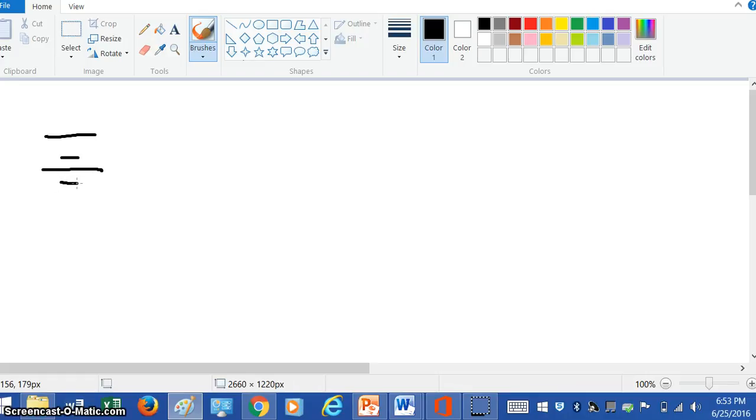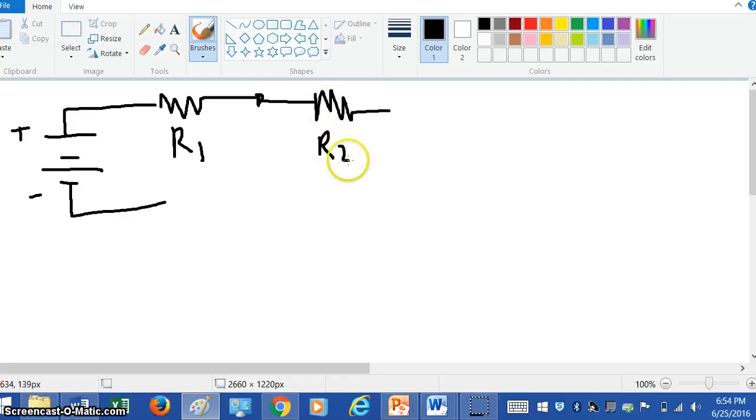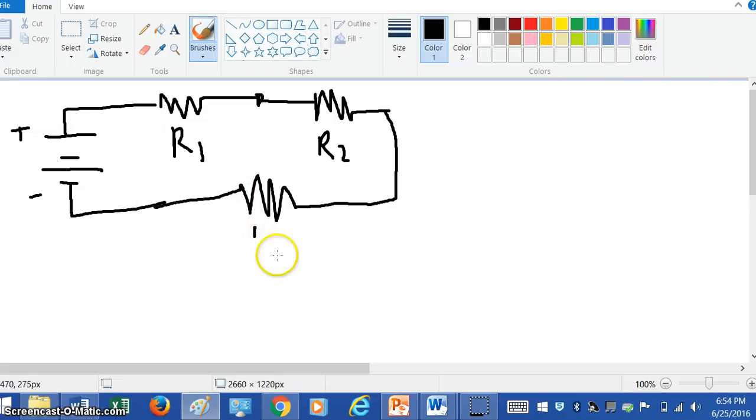Remember the top line there, this is the positive side, this is the negative side. You don't really draw that, that's implied. And let's say we have one electrical device, and we'll call that R1. And let's say it's connected to another electrical device. We'll call that one R2. And there's even a third electrical device right here. We'll call that R3. And so the idea, this is series.